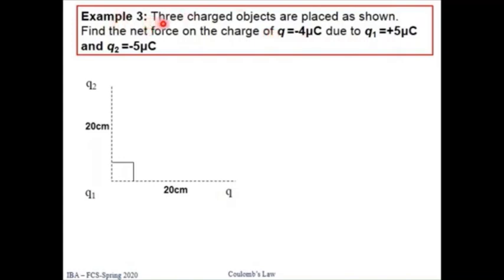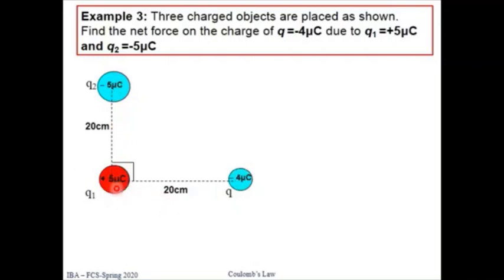The problem: three charged objects are placed as shown in the given figure. Find the net force on the charge of minus 4 microcoulomb due to plus 5 microcoulomb and minus 5 microcoulomb. The placement of these charges is given in this problem. You can see here we have a combination of three charges.